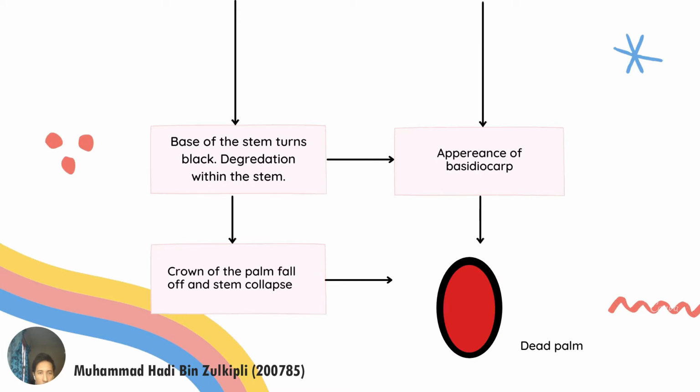The next progression is the base of the stem turns black, with degradation within the stem, and we can see the symptom is the appearance of the basidial cup. And lastly, the crown of the palm falls off and the stem collapses, and we can see the oil palm is dead.